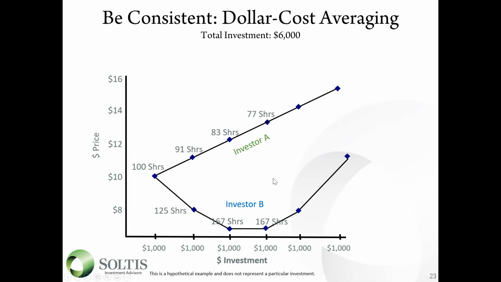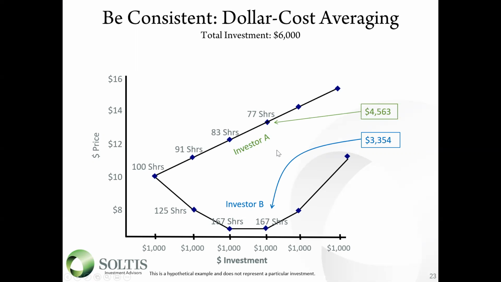So at this point, if we look at investor A, their portfolio is worth $4,563 when they put $4,000 into it. Investor B's portfolio has lost money. It's only worth $3,354.